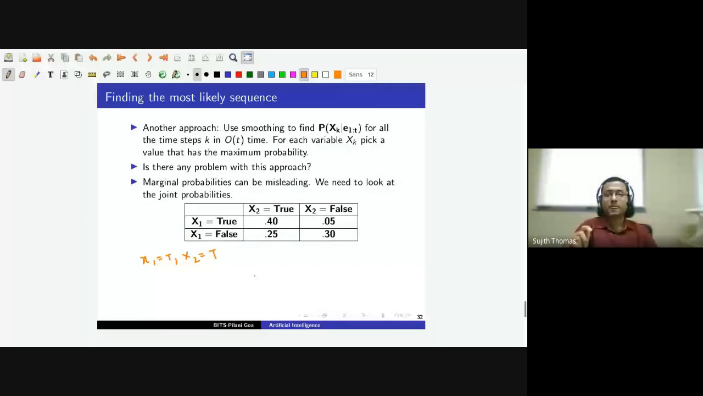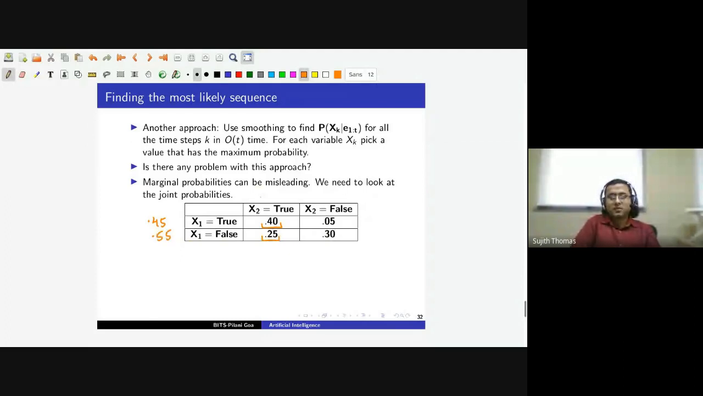However, if we look at the marginal probabilities, so if we look at what is the probability that x_1 is true, so the probability that x_1 is true is 0.4 plus 0.05, which is 0.45, and the marginal probability that x_1 is false will be 0.25 plus 0.3, which is 0.55.